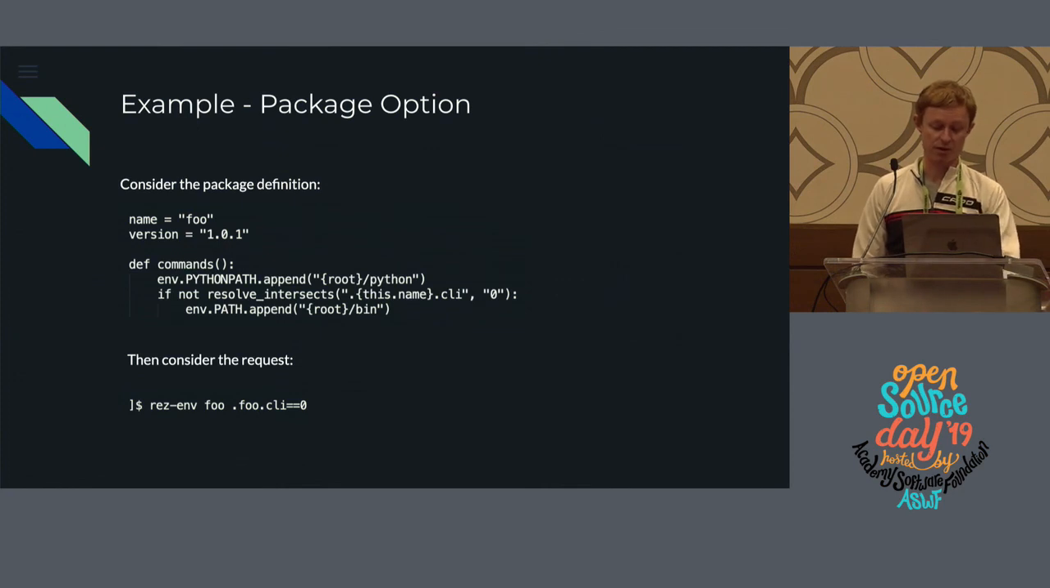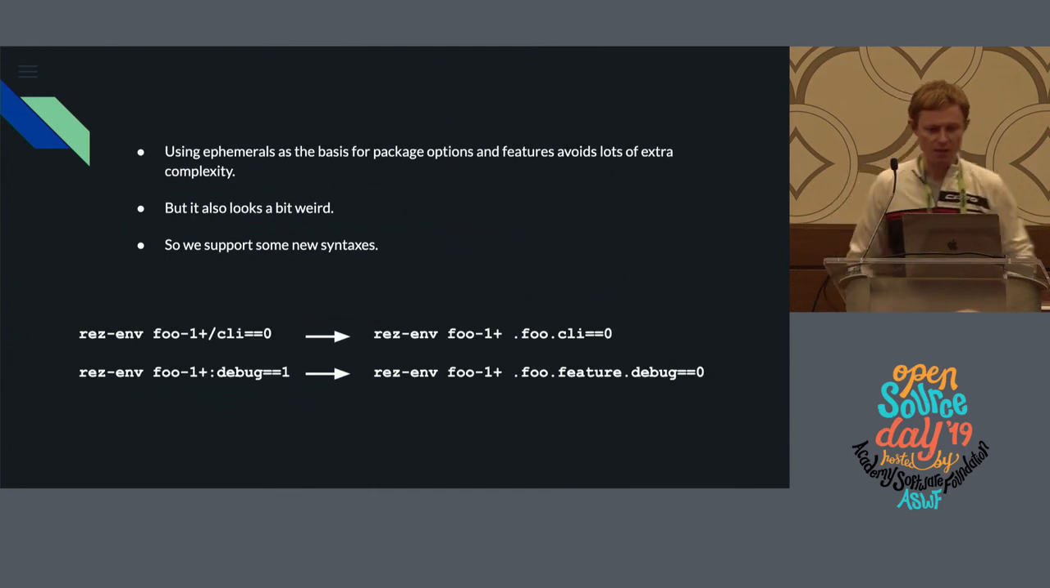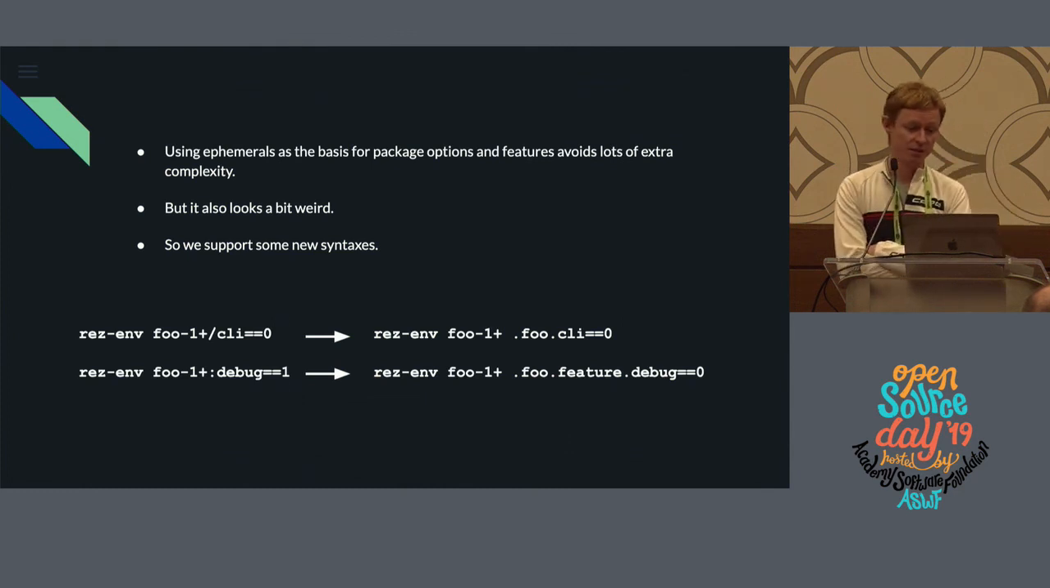Like everything else with requests in Rez, there's no difference between what you can do as somebody using rez-m and what a package can do when it's requesting other packages. So it's all quite homogeneous. So using ephemerals as the basis for package options and features actually avoids a lot of extra complexity. A lot of the behavior of packages matches the behavior of what we want to see in these cases. And it just means a lot of extra stuff in the code doesn't need to be added, so it just avoids complexity. But it does also look a bit weird.